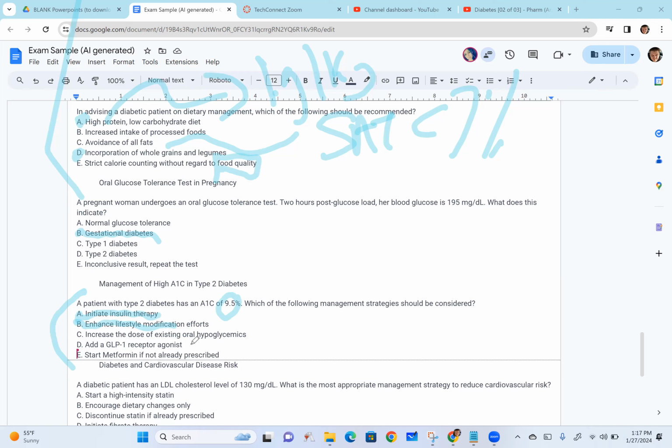Increased dose of existing oral hypoglycemics. Maybe you should probably add some more stuff. Add a GLP-1 receptor agonist. Okay, they're going to add some oral hypoglycemics. Start metformin if not already. Usually metformin is always in everybody. Again, this is more of a prescribing thing, so we're not going to tell you which one you do next.